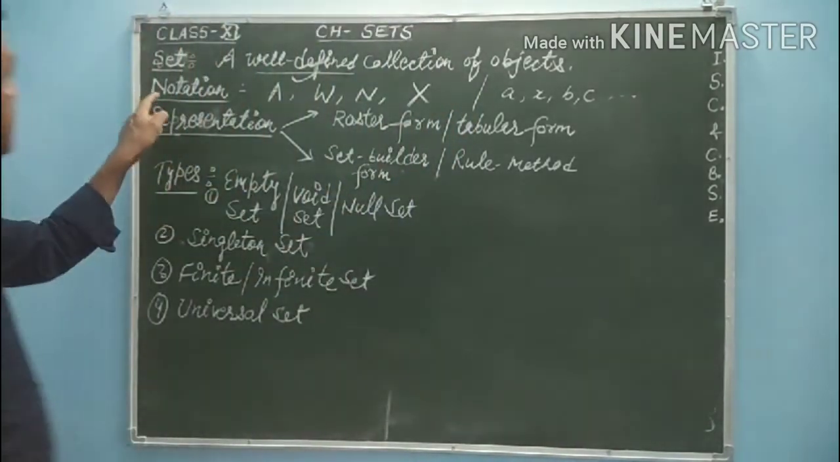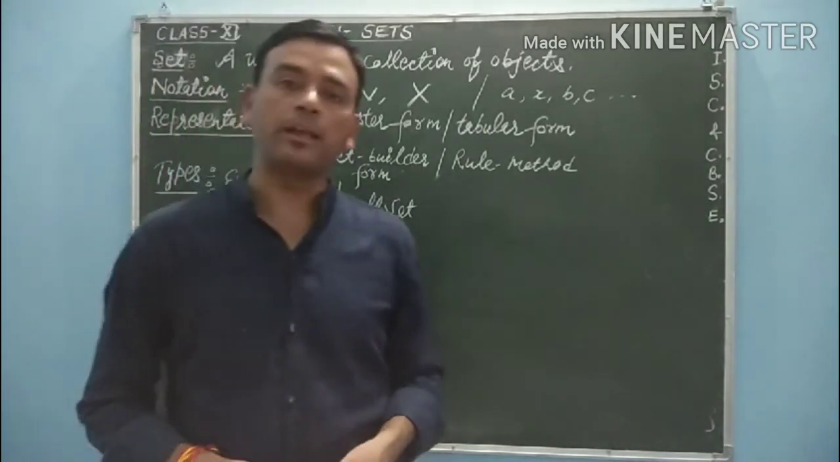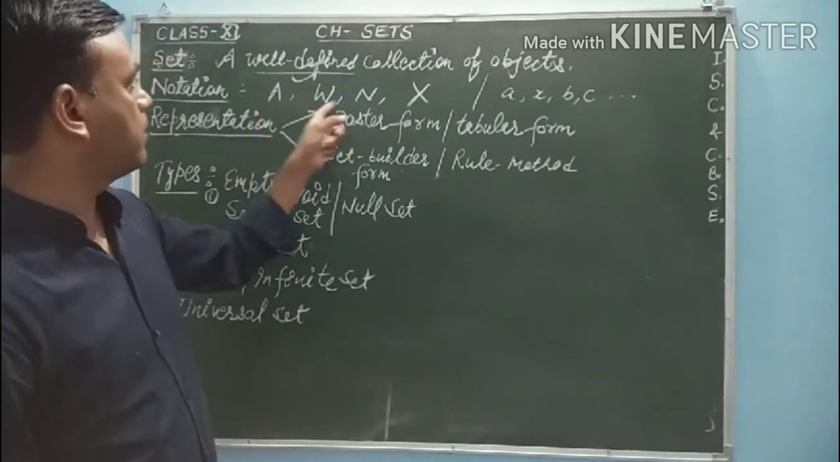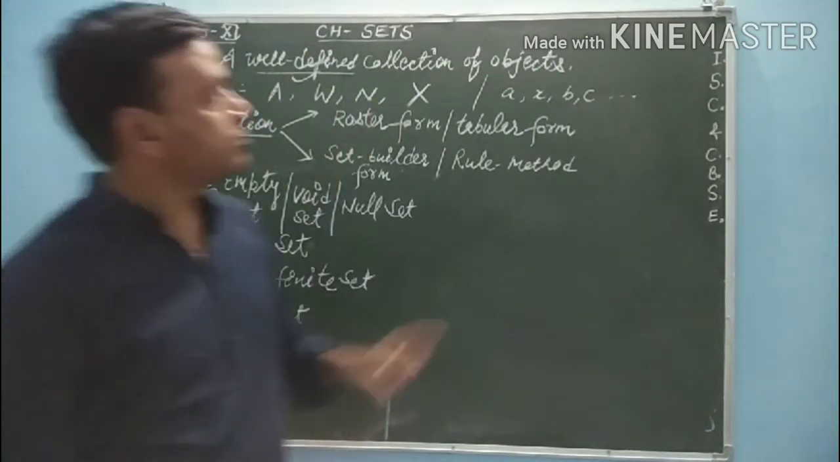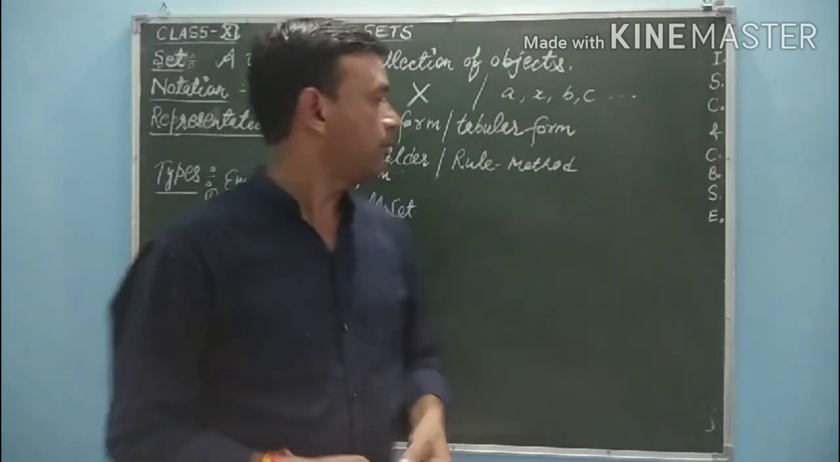Now see here, what is the notation for a set? A capital letter of the English alphabet will always represent a set, for example capital A, W and so on. And elements or members of any set are represented by small letters of the English alphabet.